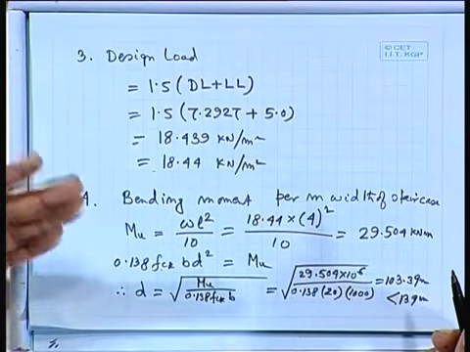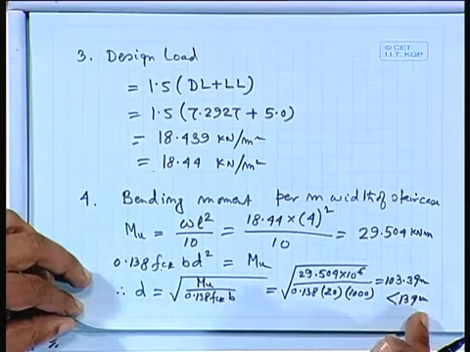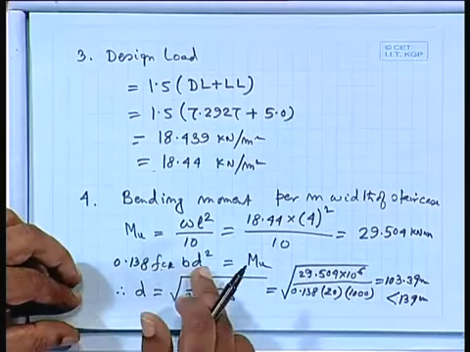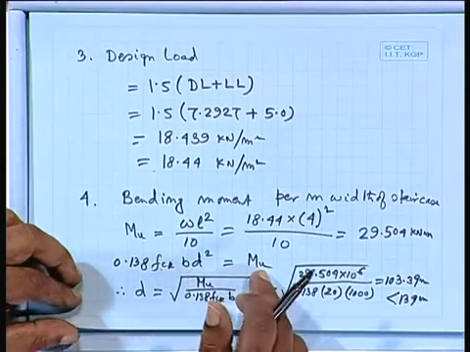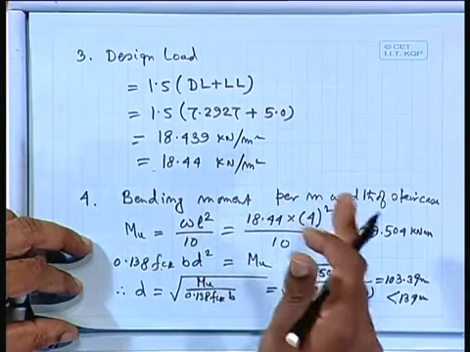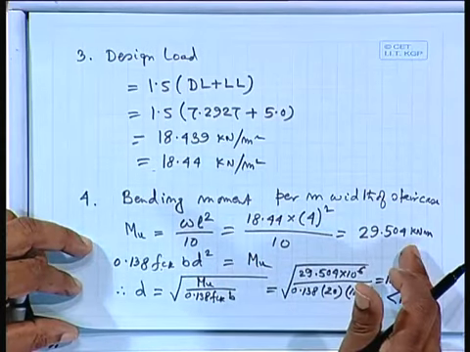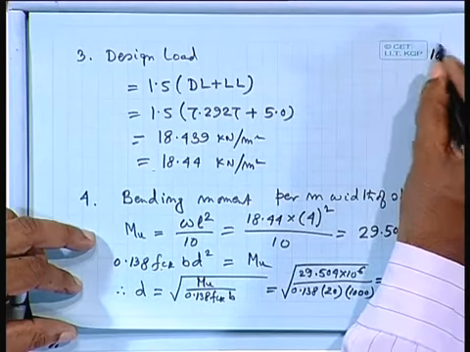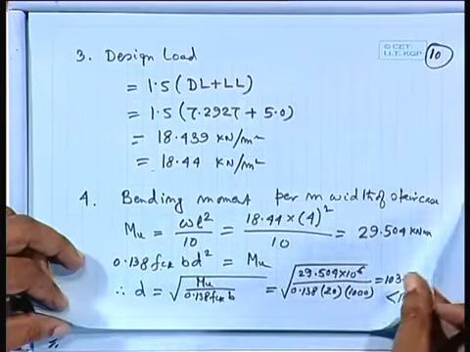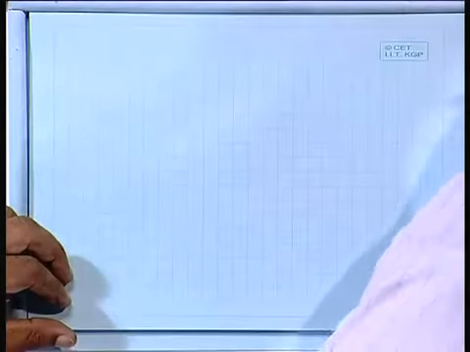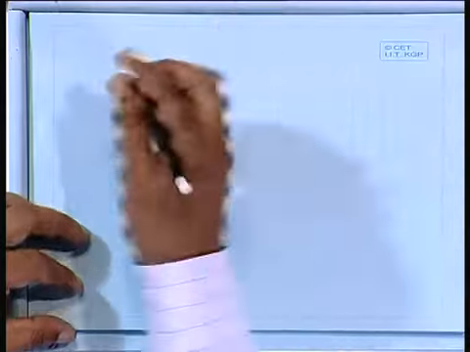Either you can check it with the D, you can calculate and find out it is less than the D provided. The other alternative is that you provide that D here and calculate the moment of resistance of the section, and it should be more than the value we have computed. That way also you can check. So now we have to provide steel. Our depth is okay, so we have to provide steel.